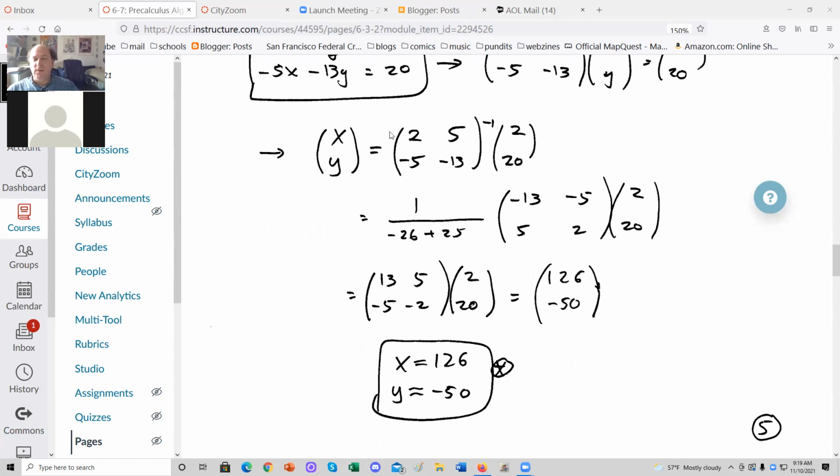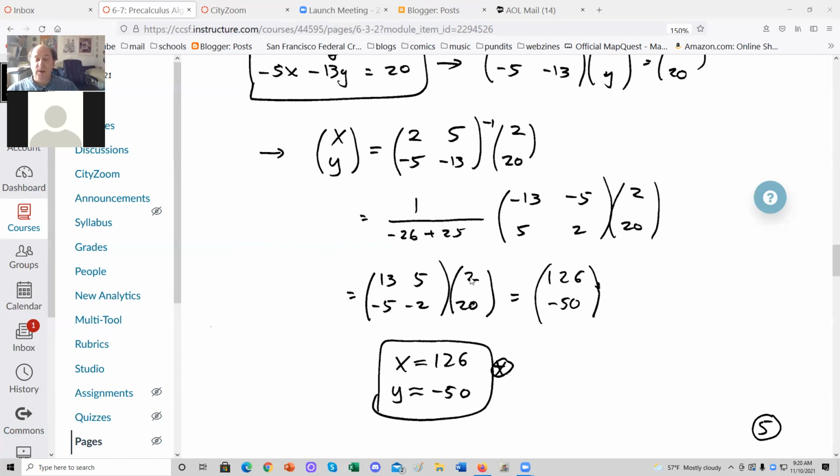All right, to find the inverse of this matrix, we exchange the 2 and negative 13, the 2 and the negative 13 here. We flip signs here, negative 5 and 5. And we take 1 over 2 times negative 13 is negative 26, minus negative 5 times 5, that's plus 25. Okay, that's 1 over negative 1, which is negative 1, which multiplies throughout by flipping signs: negative 13, negative 5, 5, 2. That matrix times 2, 20. Here you go.